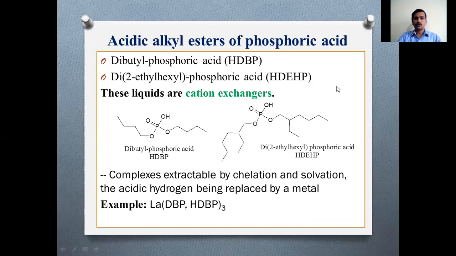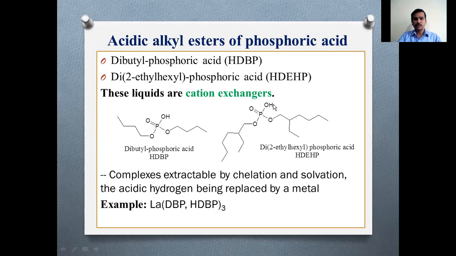So in contrast to Aliquat 336S and TIOA, triisooctylamine, which were liquids and anion exchangers, these are cation exchangers. If you look at the structure here, dibutyl phosphoric acid, the OH group undergoes ionization to get converted into O minus and H plus, and here di-2-ethyl hexyl phosphoric acid, here also the OH group undergoes ionization.